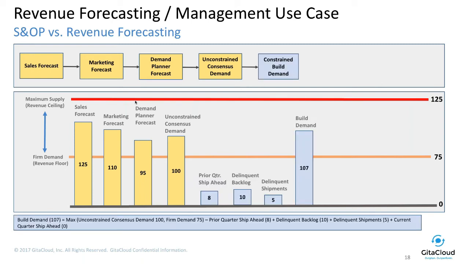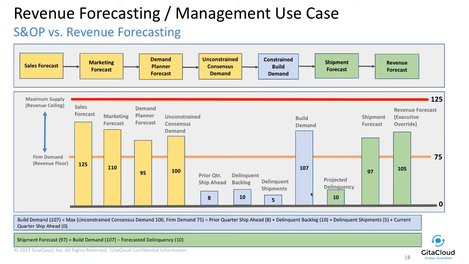From an unconstrained demand, the supply teams would come up with the constrained bill demand, and this is how it works. From an unconstrained demand, by taking out the prior quarter ship ahead, because we already shipped these items last quarter, and then by adding delinquent backlog and delinquent shipments, we arrive at the bill demand for the current quarter. Once we forecast the delinquency based on the historical data at a product level, and once we take out the projected delinquency from the bill demand, we arrive at the shipment forecast.